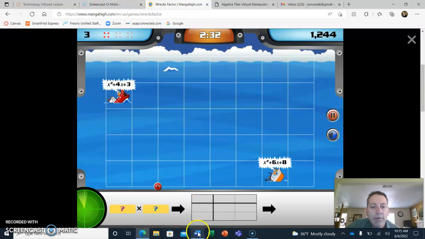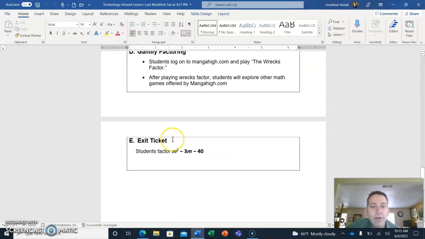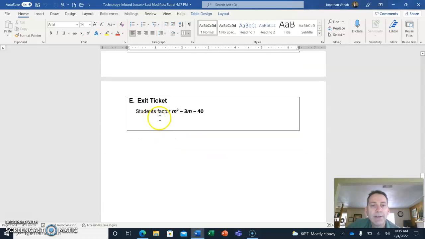And I think that is the conclusion of the lesson. Then the exit ticket would be students factor that for me as their ticket out the door.